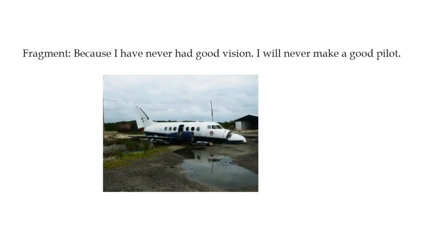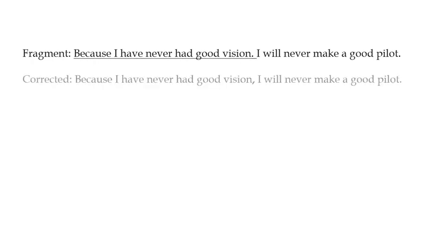Here's another example. Because I have never had good vision, I will never make a good pilot. That first clause there, that dependent clause beginning with the subordinating conjunction, is not a complete thought. I would recommend going back and looking at those subordinating conjunctions and just trying out starting sentences with those words, and see how there's kind of a pause there in the middle and you need that extra clause to complete the thought. There's the fragment, and there is the fix.